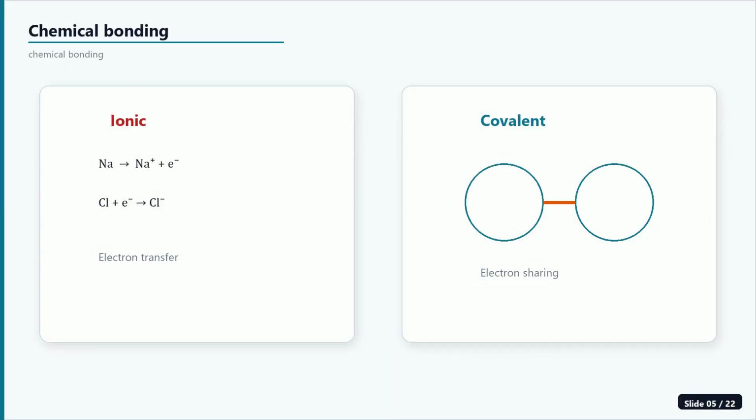Ask whether electrons are transferred or shared. Transfer points to ionic, sharing points to covalent. That single question organizes most of bonding.